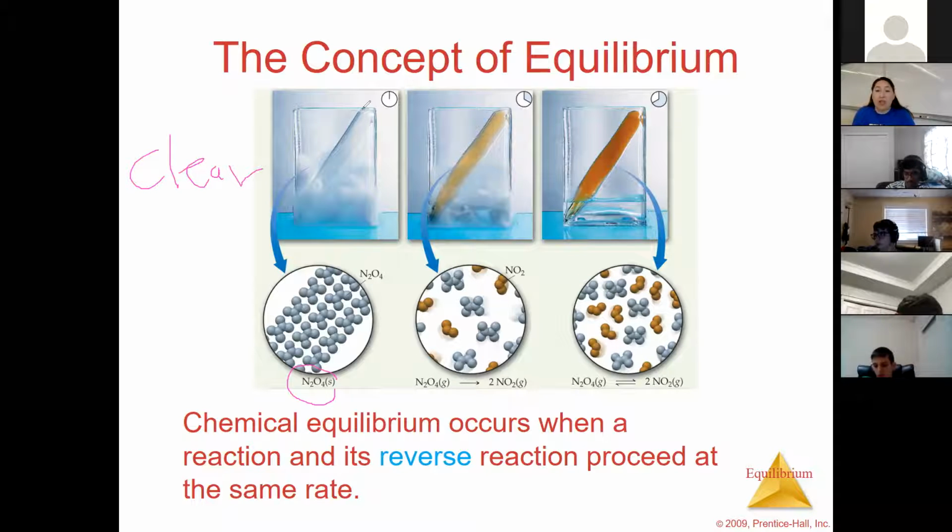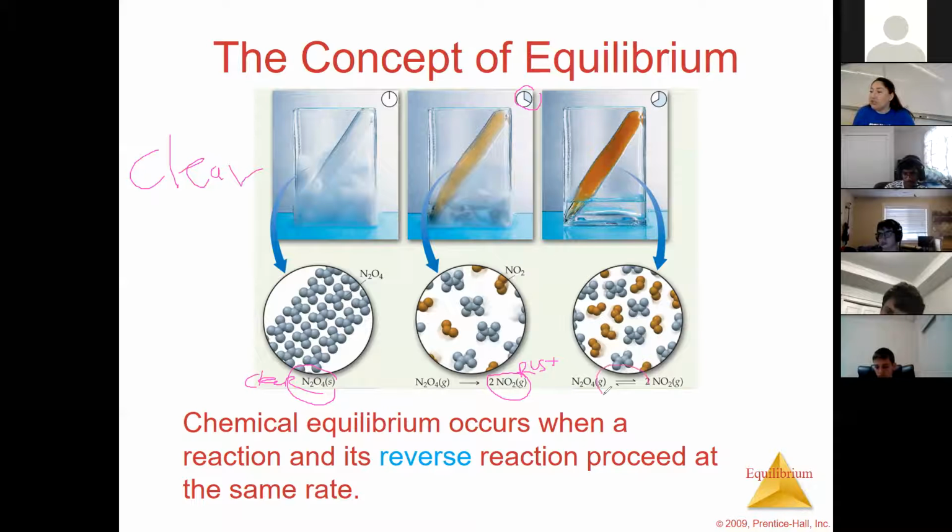And this is before the reactions happened. Now some time has passed. It started turning more like a rust color, which is what this NO2 is. This is like a rust, and this is clear. Clear, rust. Notice there's just one arrow. Here there's only reactants. Okay, it starts going, it's moving forward, moving forward, moving forward.